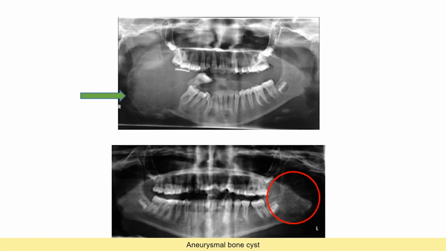So from the radiograph above, it shows blowout distension of the affected bone. Both radiographs show multilocular radiolucency in the posterior mandibular region.